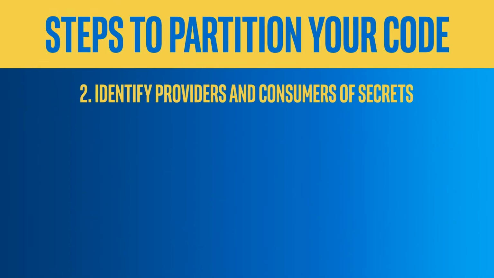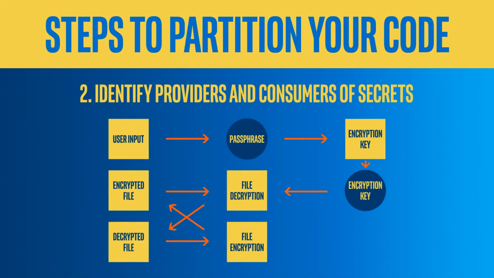Step 2. Identify providers and consumers of secrets. You want to map out the flow of your secrets between application components. Where are your secrets coming from, and where will they be going?